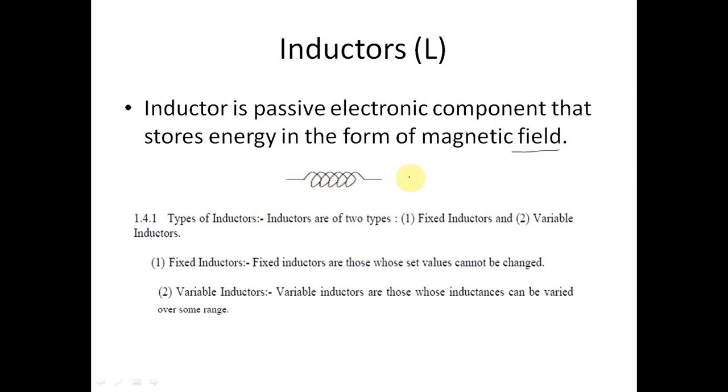This is the symbol of inductor. This is the symbol of fixed inductor and this one is the symbol of variable inductor. Look here, there are two types of inductors present: fixed inductors and variable inductors. Fixed inductors are those whose set values cannot be changed, but variable inductor value can be changed according to their applications.